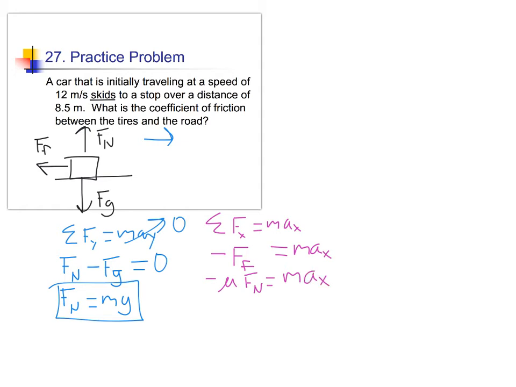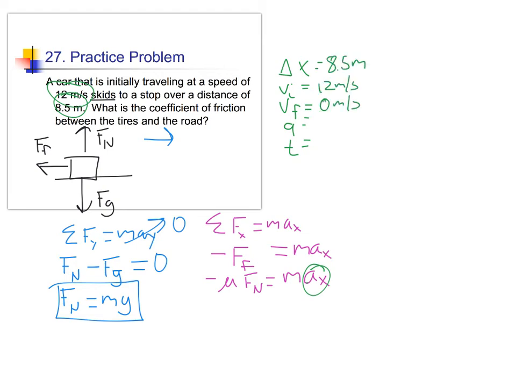Now, you might have noticed something here with this problem, and that is you're given some information about the motion of the car. You're given a velocity, you're given a distance. These are kinematics things. So the other thing we can do here is we can set up our kinematics. And what that's going to allow us to do is solve for the acceleration. That's how we can link the motion of the object to those forces. And if we find that acceleration, it's going to take us one step closer to finding the coefficient of friction.